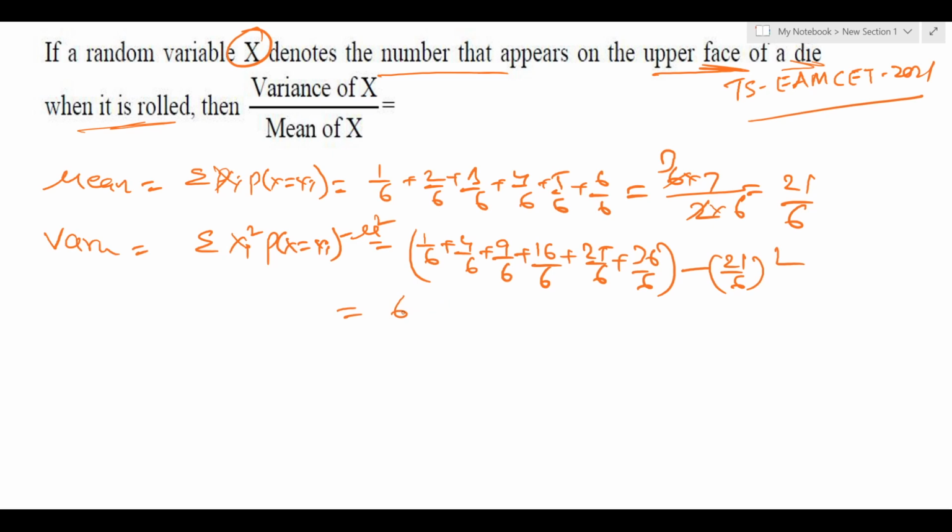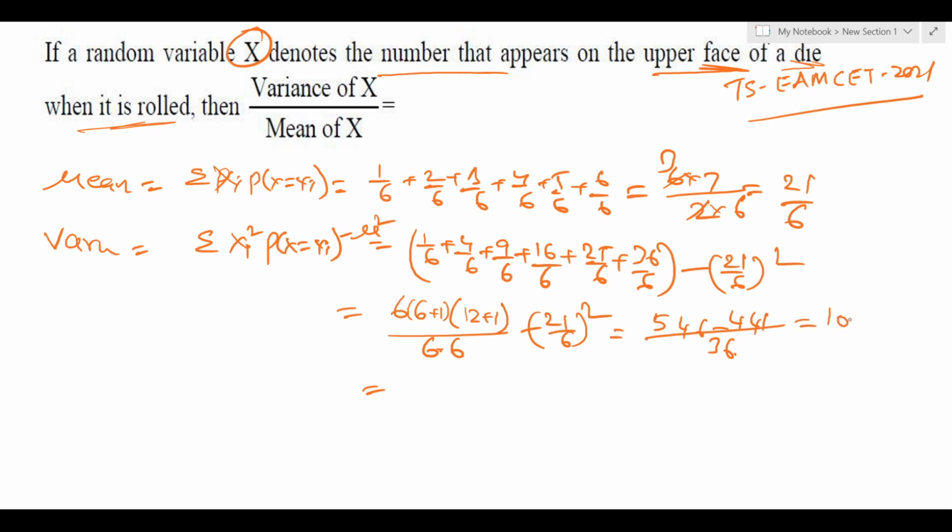This value is 6 into 6 plus 1 into 2 into 6 plus 1 by 6 into 6, minus 21 by 6 whole square. That is equal to, taking 36 as the LCM, 6 into 7, that is 42, 42 into 13, that is 546, minus 21 square, this is 441, is equal to 105 by 36.